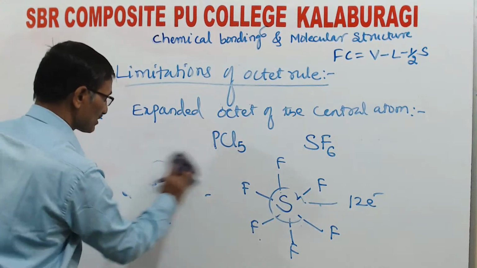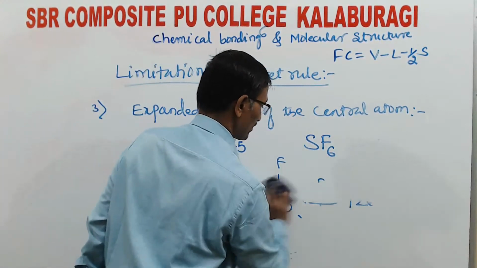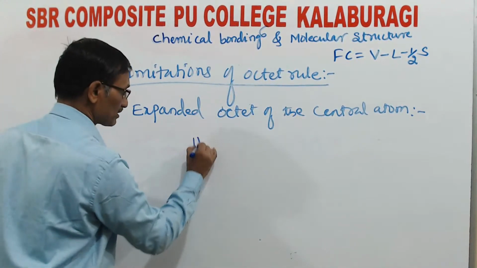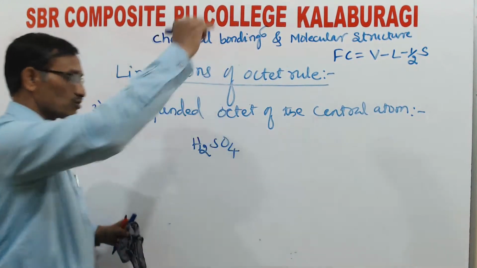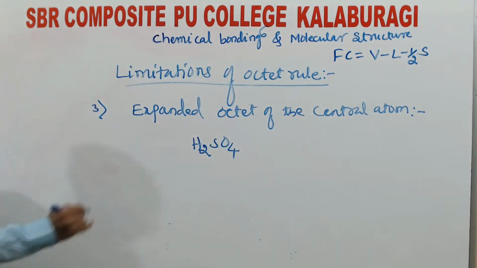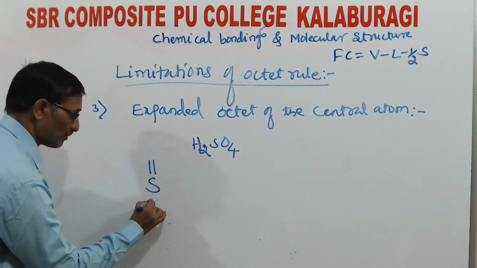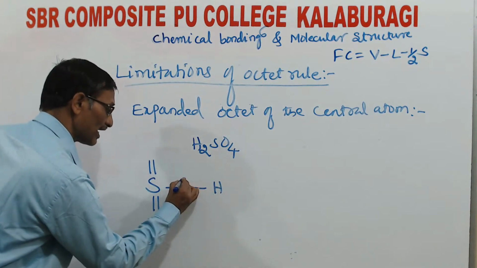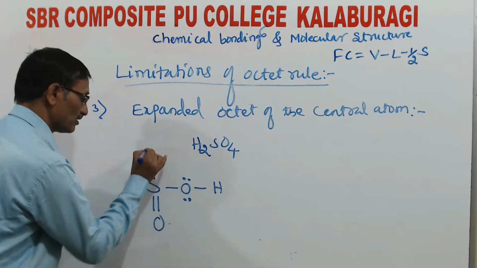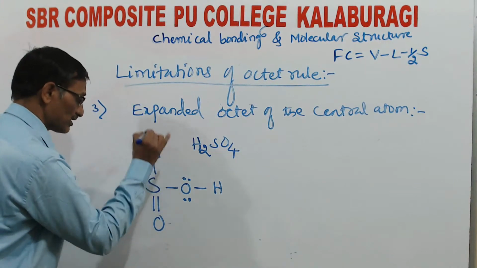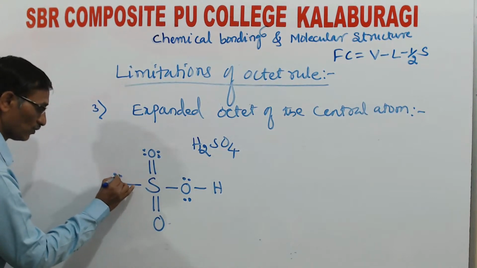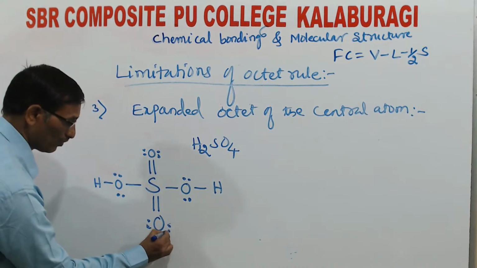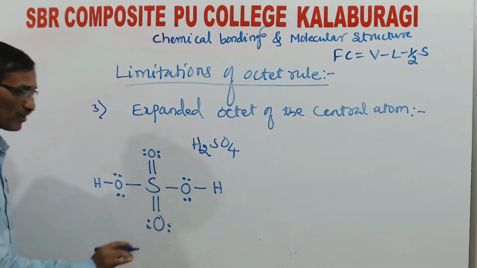Even if you take sulfuric acid, H2SO4, I will write the structure where the central atom is sulfur, showing a double bond. Now oxygen, hydrogen, and I can write the lone pairs of electrons like this. After forming a bond, this is oxygen with 2 lone pairs of electrons, and this is the hydrogen atom. Now 1, 2, 3, 4, 5, 6, 7, 8. No problem.